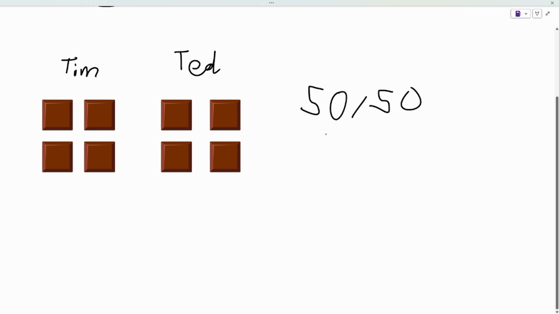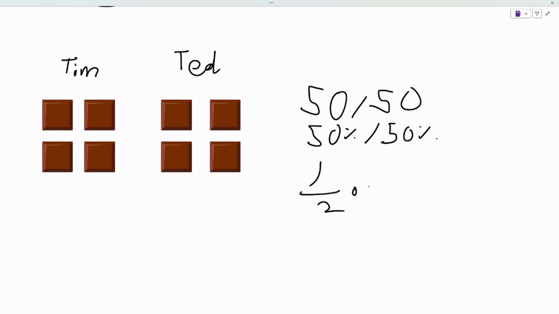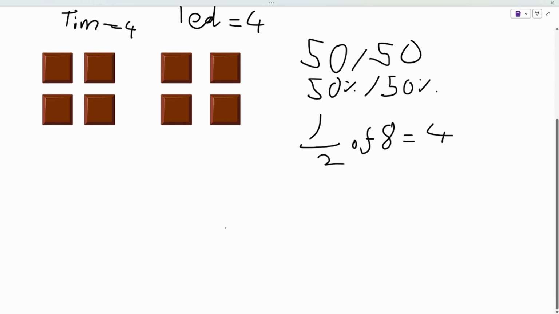So usually 50-50 means percentages. We're talking about a percentage. 50% to 50%. We know that 50% is half of something, right? And if half of 8 squares, so half of 8 is 4, that must mean Tim gets 4 and Ted also gets 4 if it's 50-50. So this brings me to my first point. Ratios, percentages and fractions are all highly linked.